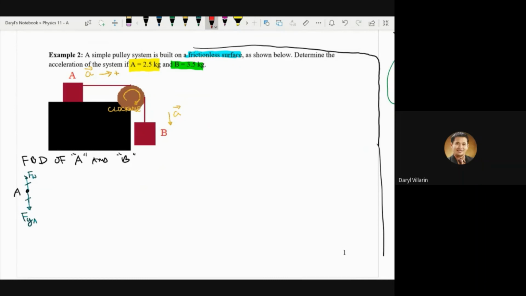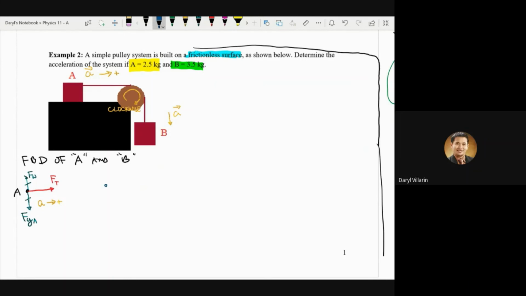However, if you can see, this particular object A will move to the right because I have FT, the tension force, the force of the string here. And again, since I know that this will be moving to the right, I'm gonna set the acceleration to the right as my positive. The acceleration is to the right, so anything to the right would be a positive direction. So now I'm gonna go to my object B.